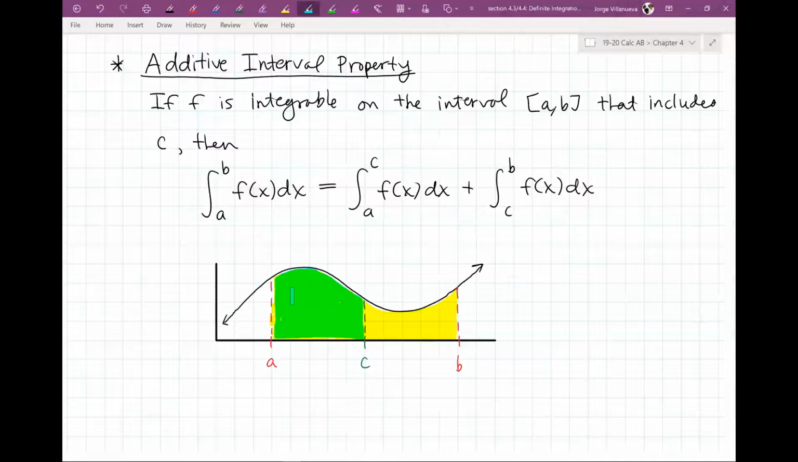So if I just say, let me cut it into small intervals and figure out the area of each one of those intervals and add them up together, it's the same as integrating. This is that property that basically states that you can cut it up however you want, it doesn't matter. And then if you integrate those intervals and add them up together, you'll be able to get the same answer. So that's called the additive interval property.